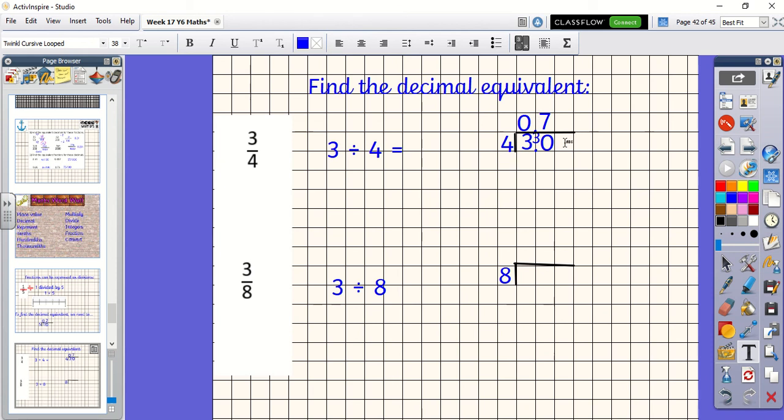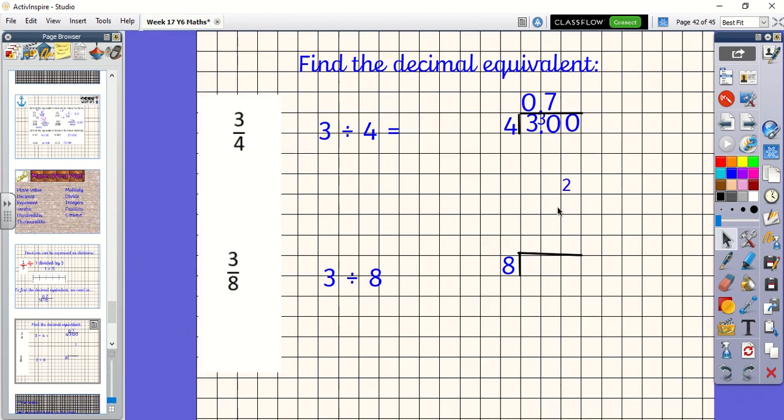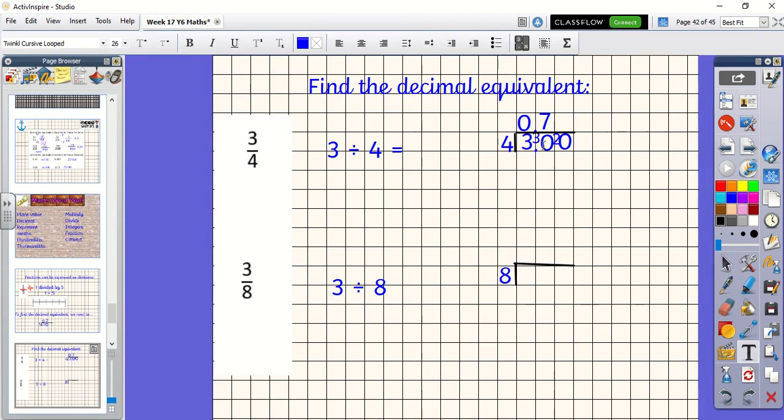Now we've still got some more to work out, so we need to put another 0 and then put my 2 that I'm carrying across to make it 20. How many 4s go into 20? 4, 8, 12, 16, 20. That is 5. So that would be in my hundredths column.